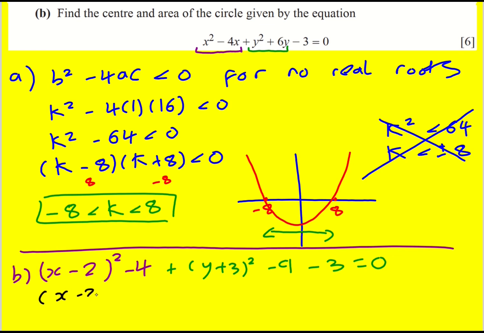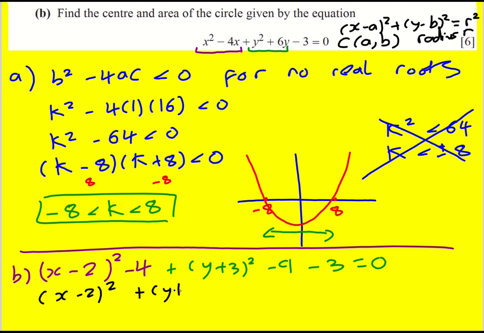Now I'm going to rewrite it in the form for a circle, which is x minus a squared plus y minus b squared equals r squared. This is actually an application of Pythagoras. It gives us a center (a, b) and radius r. So I'm going to get x minus 2 all squared plus y plus 3 all squared. And these end up being minus 16. So I'm going to get 16 over here, or 4 squared.